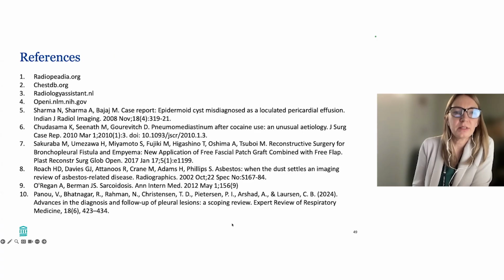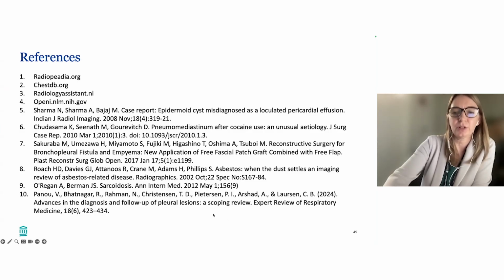These are my references. I'd like to especially call out Radiopaedia, which is an excellent online repository for many chest x-rays that I showed here. I tried to reference them appropriately on each slide from that database.